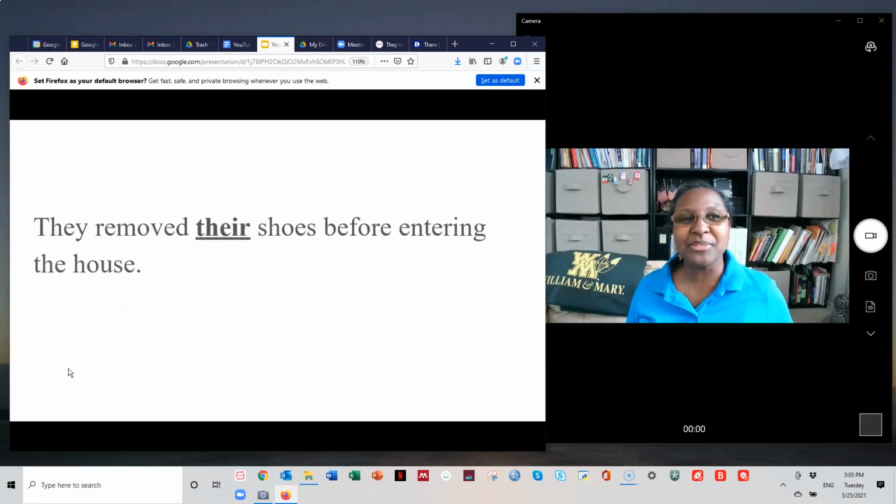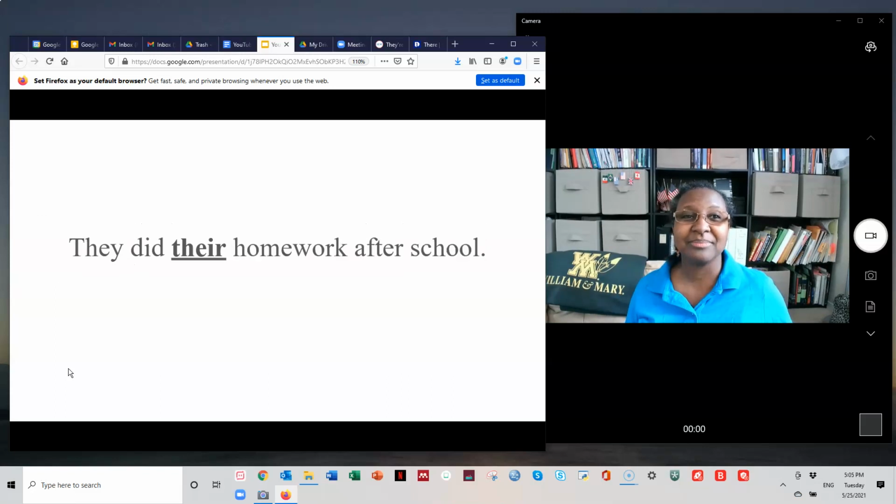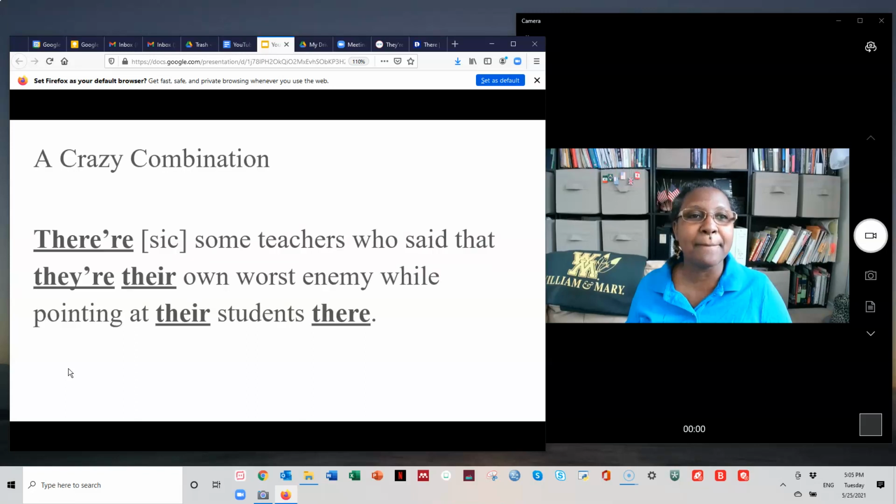They removed their shoes before entering the house. Possession. They did their homework after school. Possession, possessive pronoun.